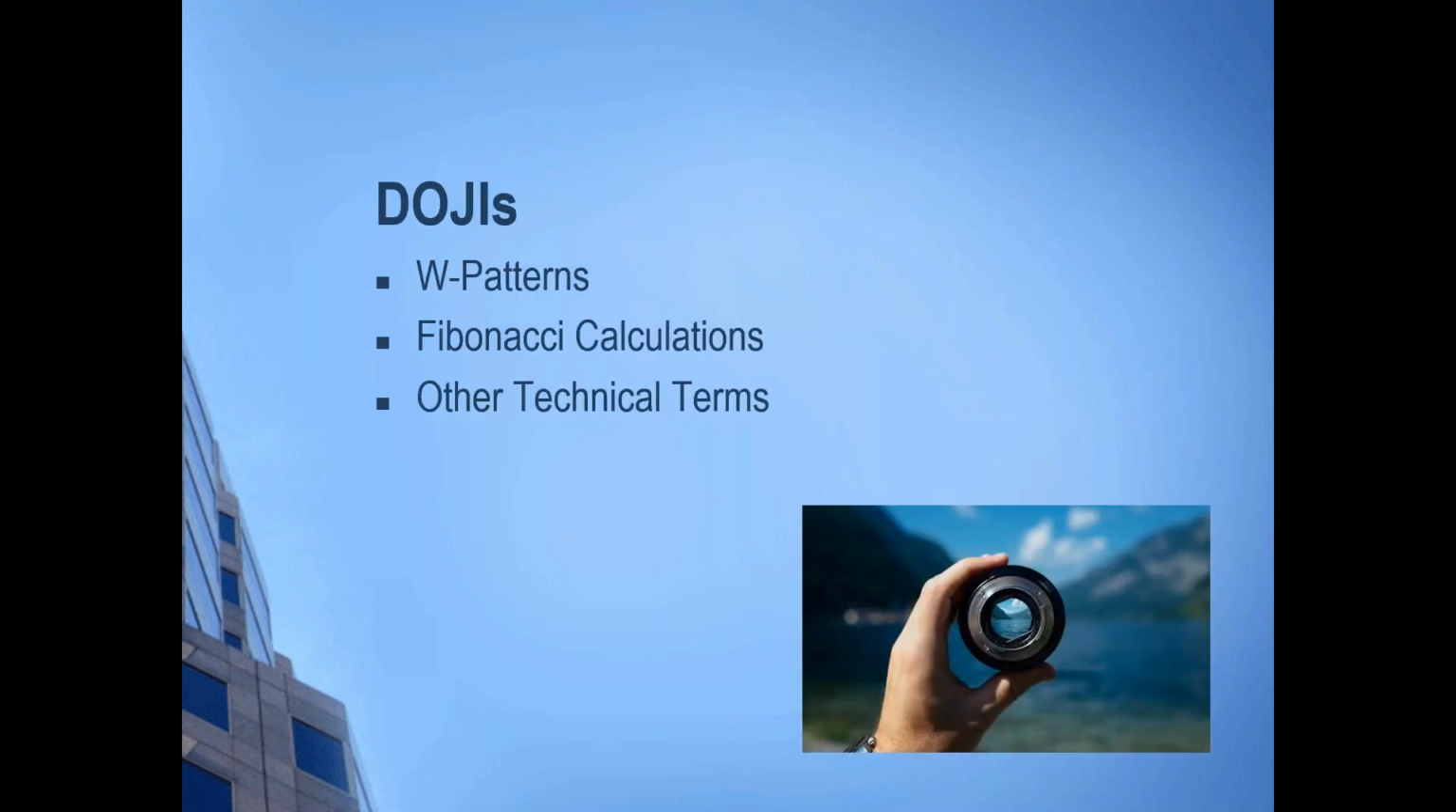And when I reference dojis, you're going to hear some other terms from me. I'm going to talk about big W patterns and Fibonacci calculations, and I'll reference those slightly. Dojis are one of many types of technical tools that we can use to identify turning points. So if you have questions about anything that we talk about, just make sure you ask, and we'll address those at the end.